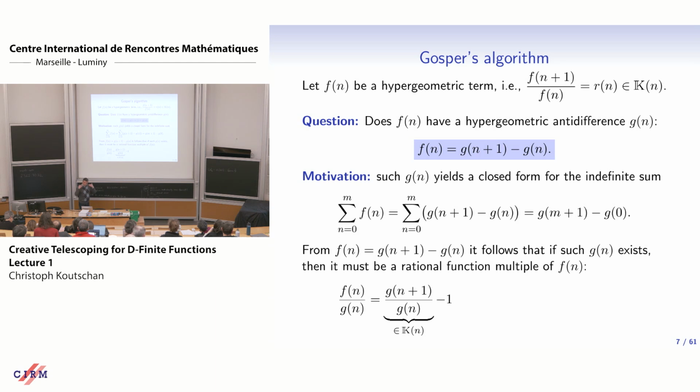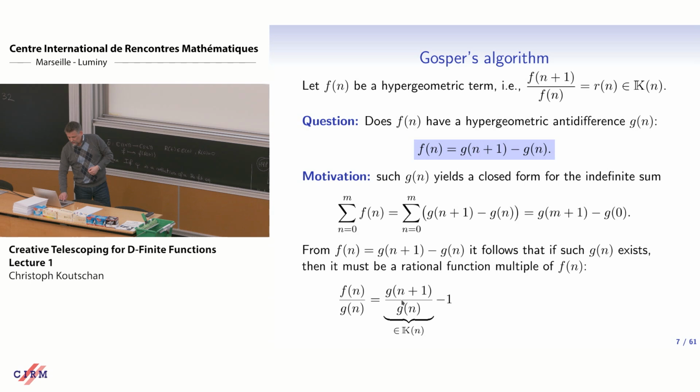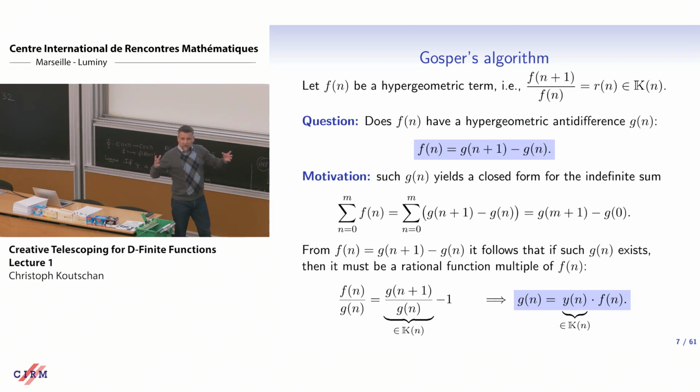Then it is easy to see that this G is not only an arbitrary hypergeometric term, but it must be a rational multiple of f. Just take this equation here, divide both sides by g of n, then we get here the quotient f of n divided by g of n, and by assumption that g is hypergeometric, this is a rational function, so the whole right-hand side is a rational function. So we can make the following ansatz. We can say g of n is y of n for some unknown rational function y times f of n. And the goal is to compute this unknown rational function y of n.